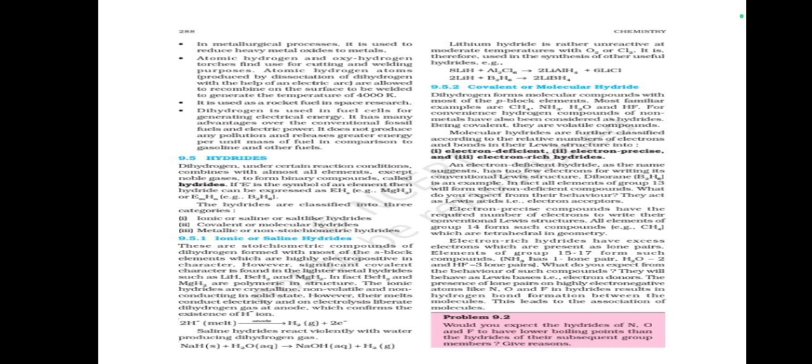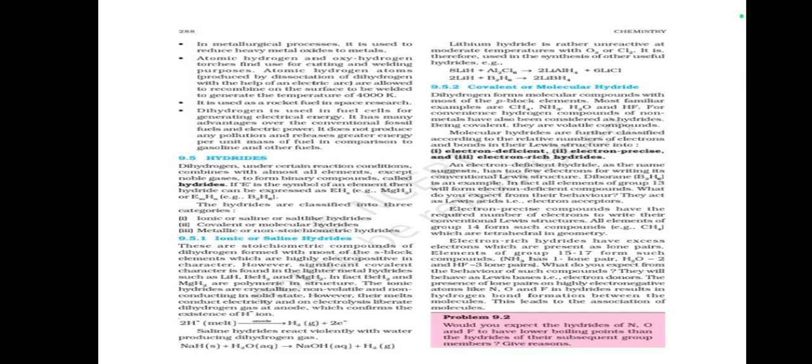Atomic hydrogen and oxyhydrogen torches find use for cutting and welding purposes. Atomic hydrogen atoms produced by dissociation of dihydrogen with the help of an electric arc are allowed to recombine on the surface to be welded to generate a temperature of 4000 Kelvin. It is used as a rocket fuel in space research.